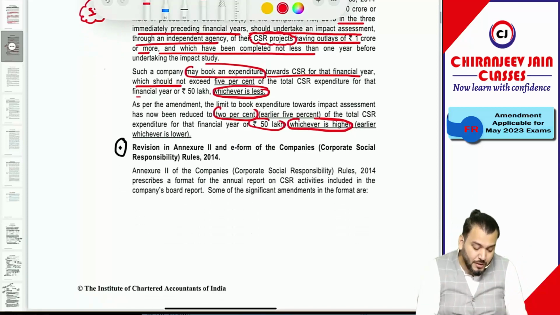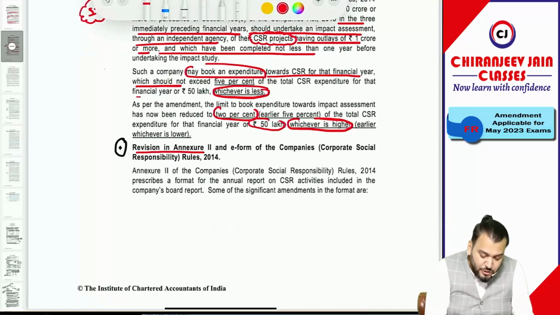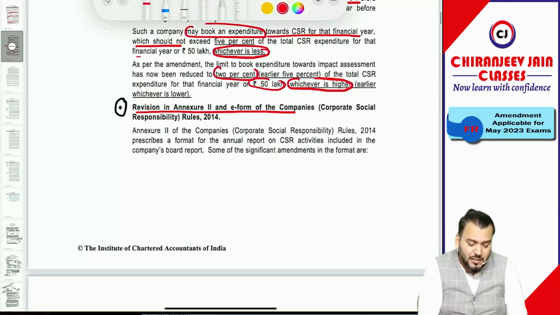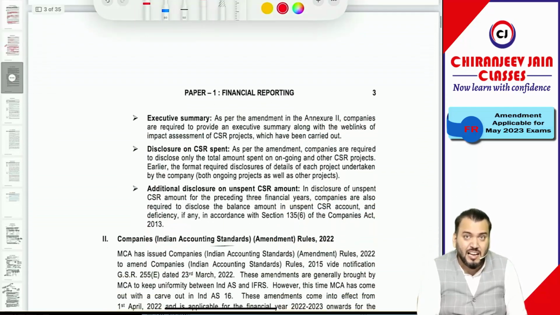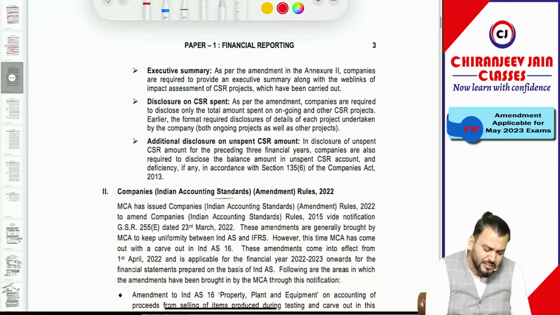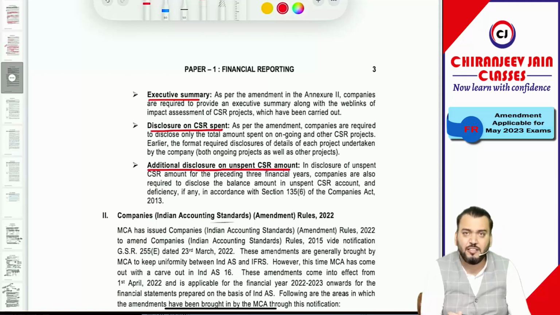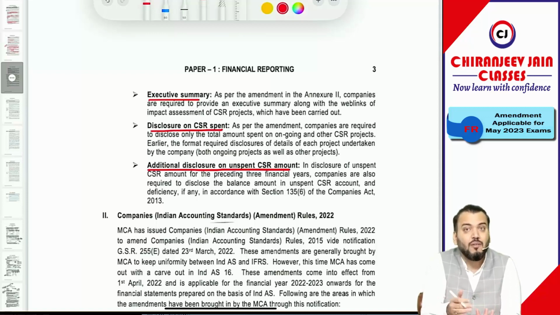Yes. Then there is a revision in Annexure 2 and the E form of the company. This amendment is related to disclosure purpose. You can read this on your own. I don't think this type of question will be asked in the FR exam, but you can read the annexure. It will now include an executive summary, disclosure on CSR spend, and additional disclosure on unspent CSR amount. I hope this is the entire amendment for the CSR chapter, which you have now understood.